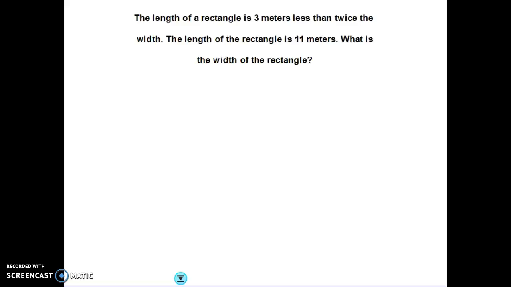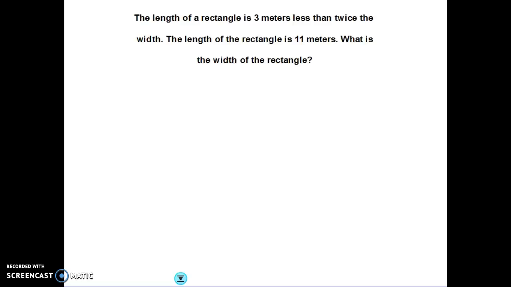Now we'll quickly go ahead and go through it together just to check your work. Our first step is to read the problem. The length of a rectangle is 3 meters less than twice the width. The length of the rectangle is 11 meters. What is the width of the rectangle?